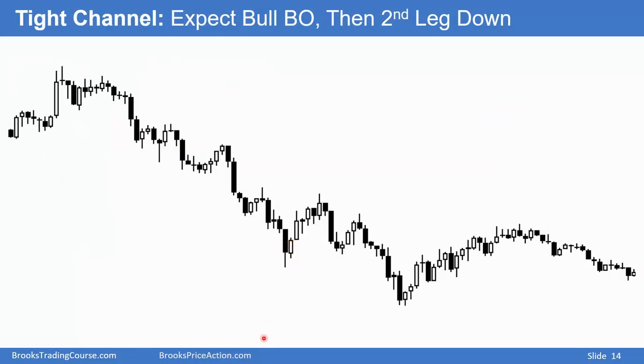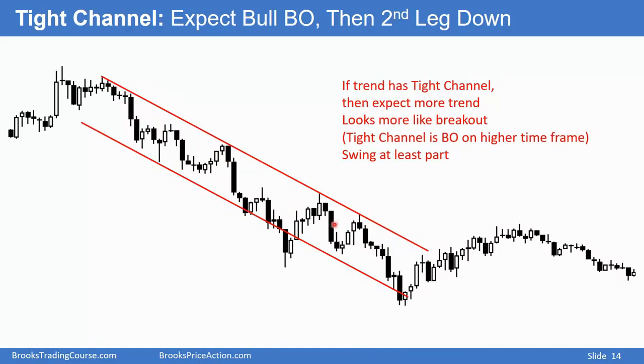Bear trend, bull breakout, bear trend, bull breakout. Fairly tight bear channel. Whenever you have a fairly tight bear channel and then you have a bull breakout, chances are the reversal up is minor. A minor reversal usually leads to either a trading range or a resumption of the bear trend. On a higher time frame chart, a very tight channel like this is a breakout. So if you get a pullback, it's like a bull breakout above a micro channel on a higher time frame chart. The odds are traders will sell the first breakout to the upside.